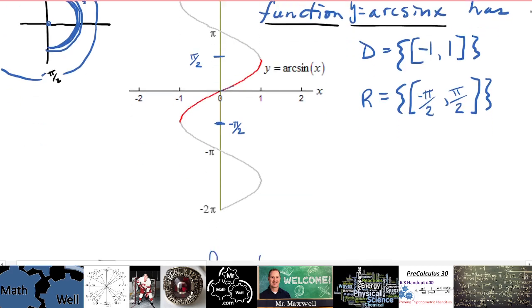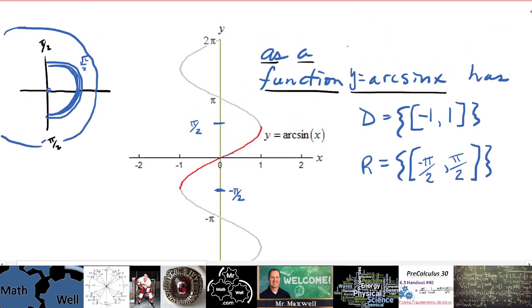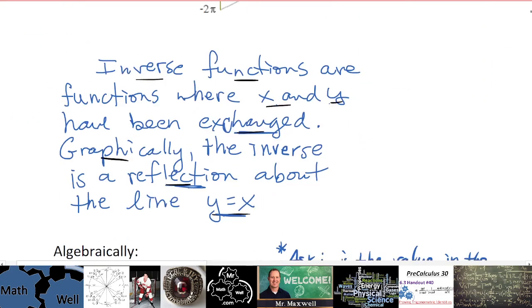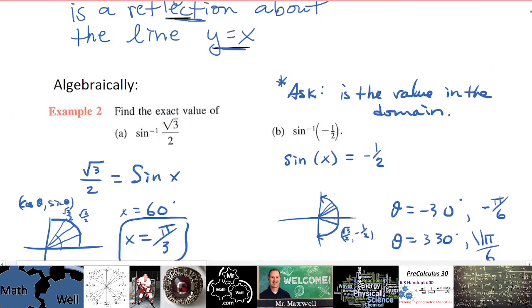It wouldn't be a function. So the domain is negative 1 to 1. The range is negative pi over 2 to positive pi over 2. Okay, so that's just an explanation here.